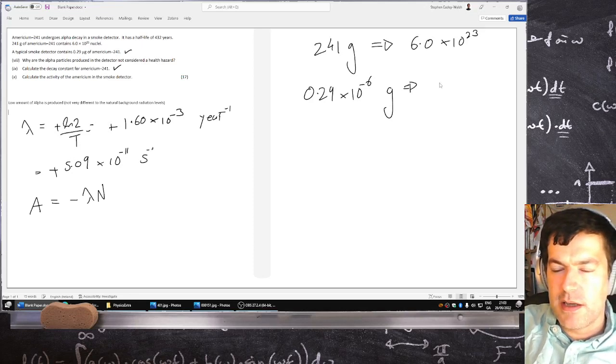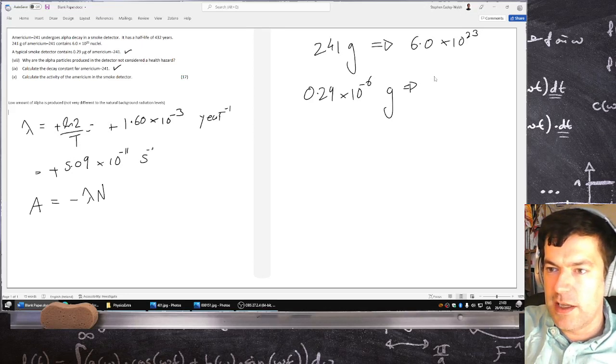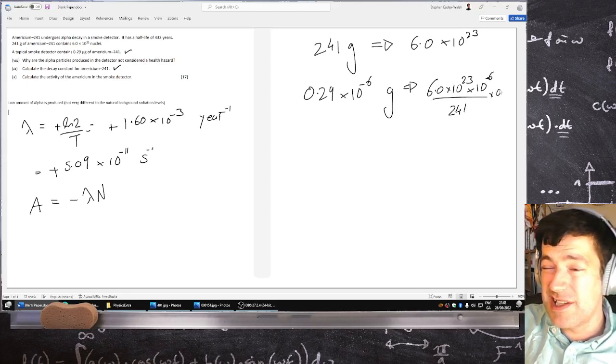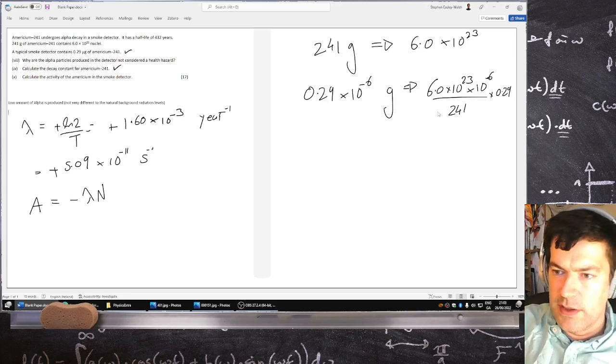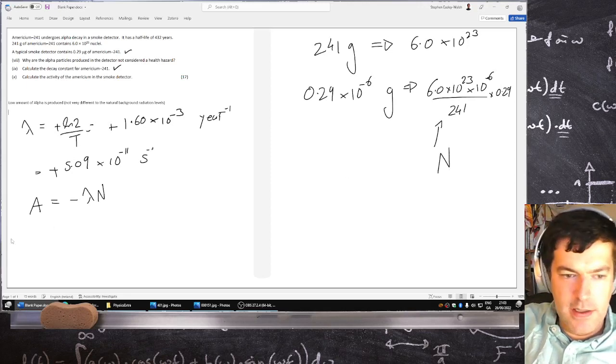So that means we would have to do a bit of a calculation here. Well, we definitely would have to multiply both sides by 10 to the minus 6. Divide by 241 and multiply by 0.29. Yeah, so if I divide by 241, I make that 1 gram, and then I multiply by 0.29 to make it 0.29 grams, and then I have the 10 to the minus 6. Okay, so that's the n. I just multiply by lambda.